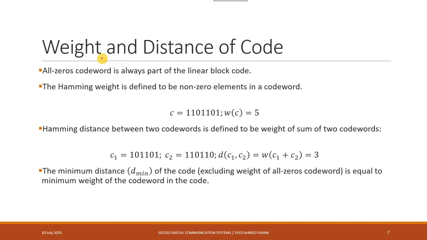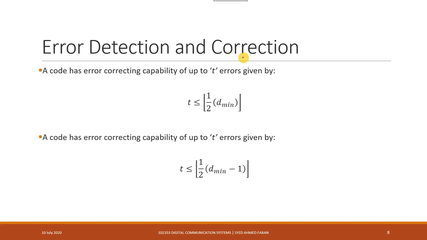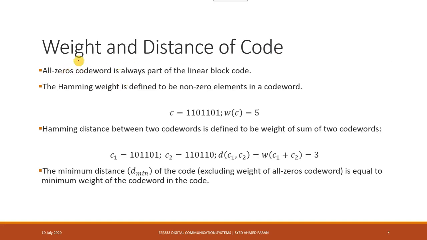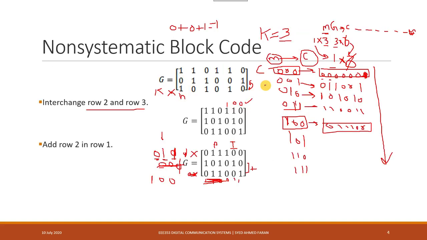That is called the weight and distance of a code. To calculate the weight of the code, it's a relatively simple process. We already have the code over here, so these are the code words. I've written only 5 code words, so let's write down the other code words as well to make sure we solve the problem completely.